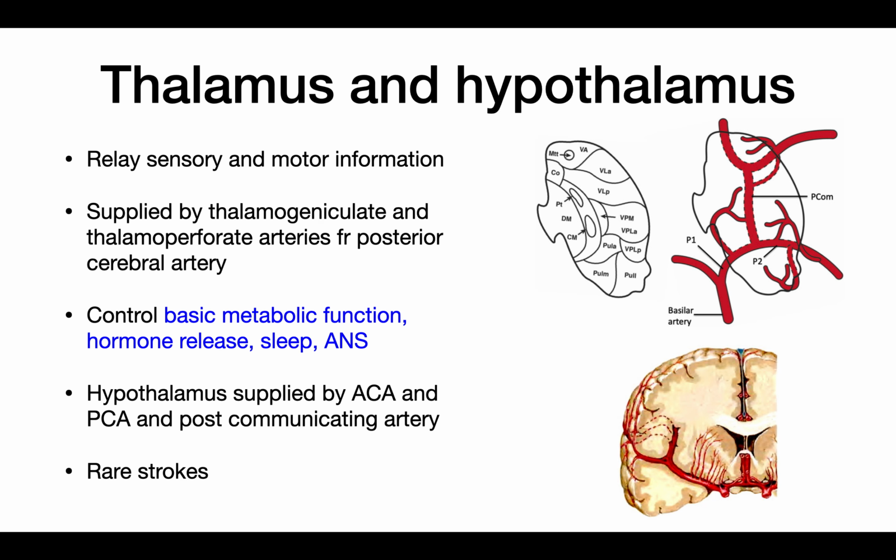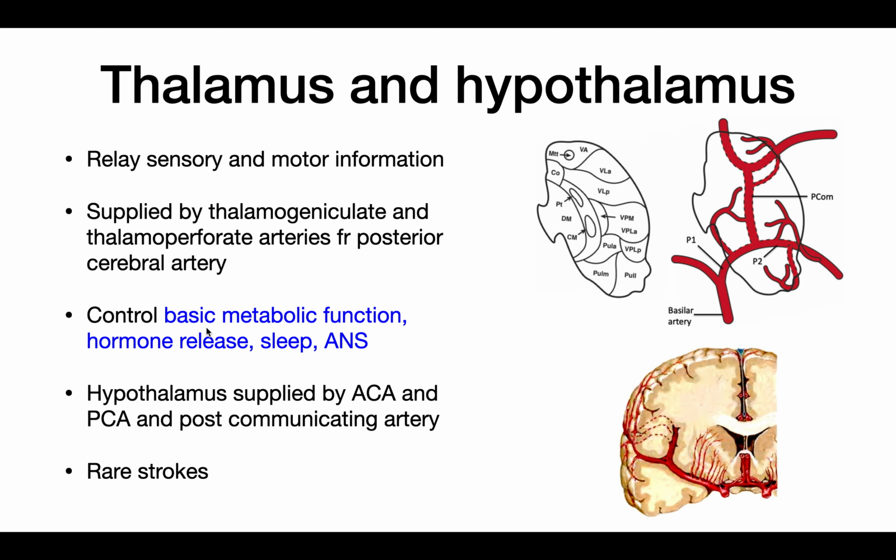The thalamus and the hypothalamus. Okay, once again, thalamus is a huge relay station for all the sensory and motor information. It's going to be supplied by the thalamo-geniculate and the thalamo-perforate arteries. All of that comes from the posterior cerebral artery.